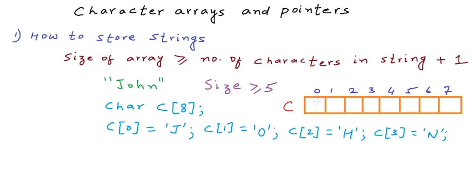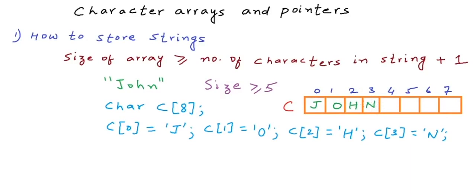So we can store J at the 0th index, O at the 1st index, H at the 2nd index, and N at the 3rd index. So we have stored all the characters of the string John in this array, but if you see, we have not stored one piece of information. We have not stored the information that this particular character N is the last character in the string. So the string ends at index 3.